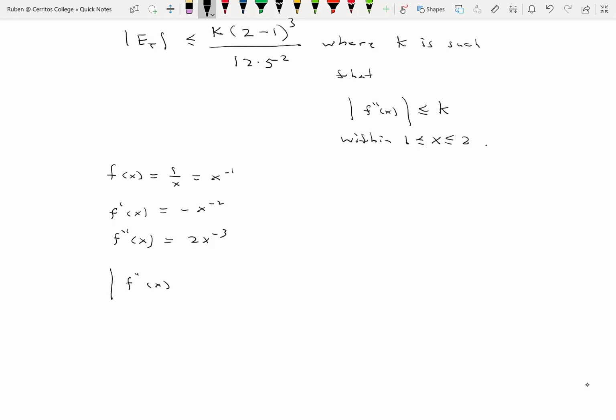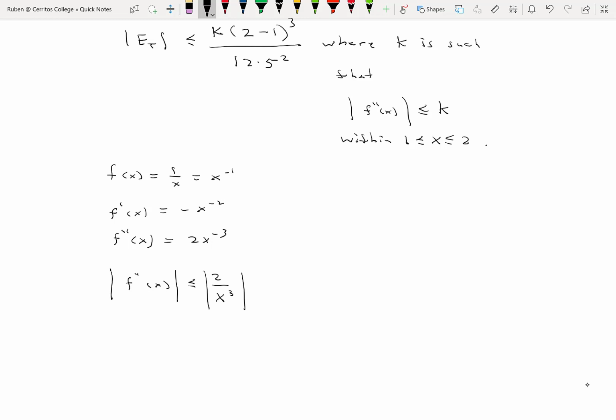A lot of students have made a mistake in the 30 years I've been teaching this course. In 3 decades, I've seen students make the same mistake over and over again, and that's to try to find k based on the second derivative. It's the absolute value of the second derivative, so be careful. So the absolute value of 2 over x cubed.